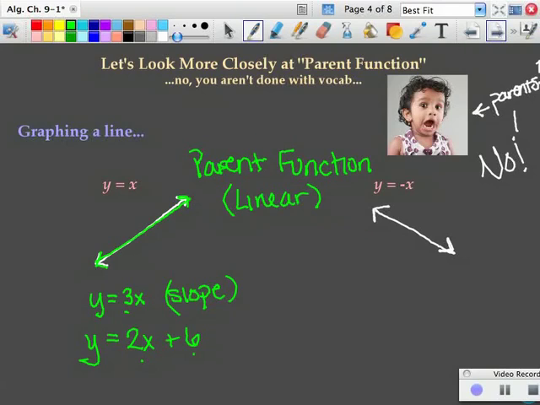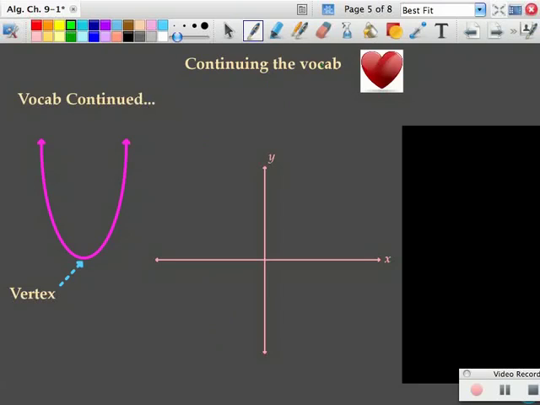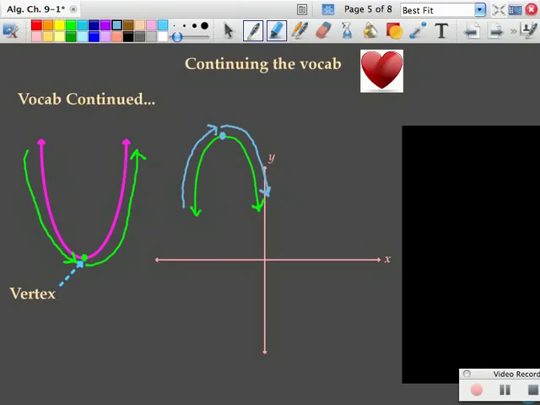Okay, now continuing the vocab. I know I gave you a little break, but we're not totally done. With this parabola, and with every parabola, you will have a spot called the vertex. And the vertex is where it either comes down and then starts to curve back up again, or if it was a parabola opening downward, then the vertex would be the point where it comes up and then starts to come back down again. So it's kind of like the bending point. If you were to flatten it, where would it bend? Kind of something like that.